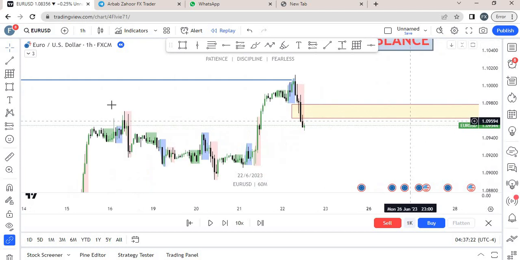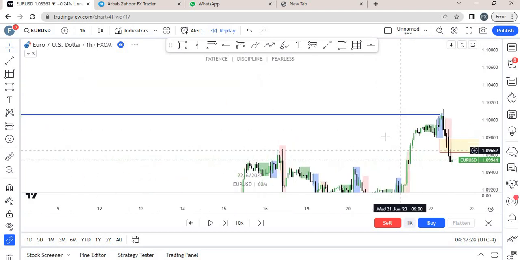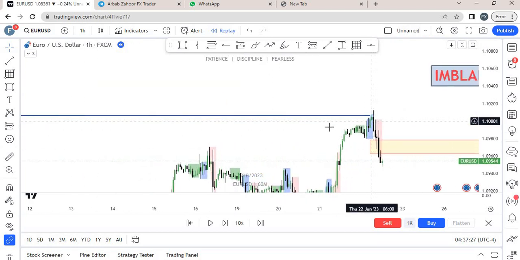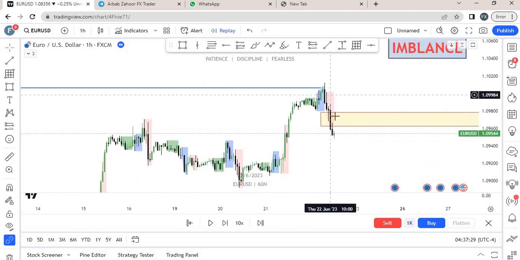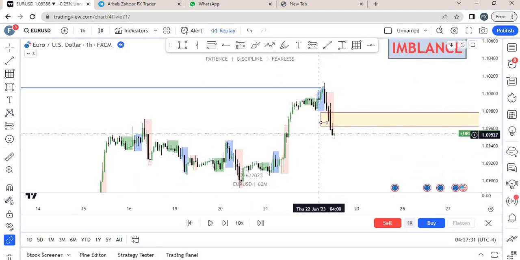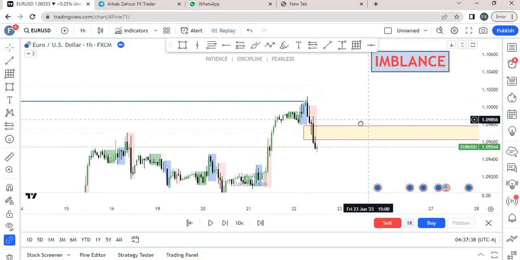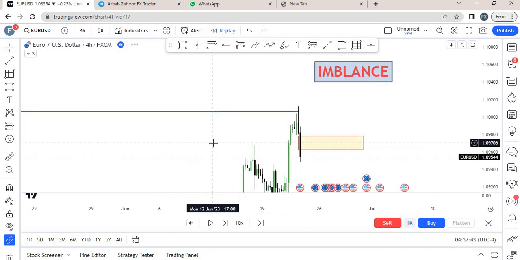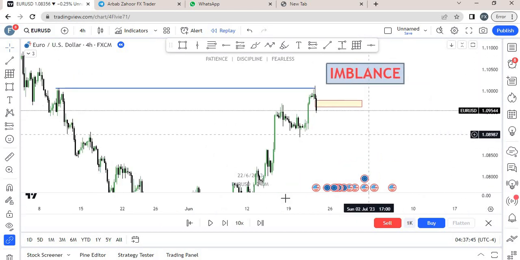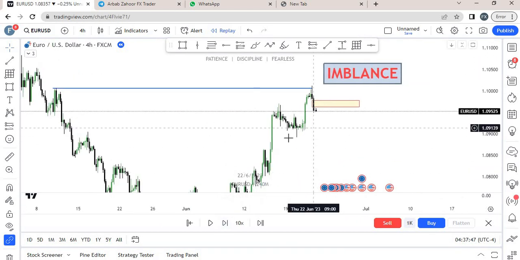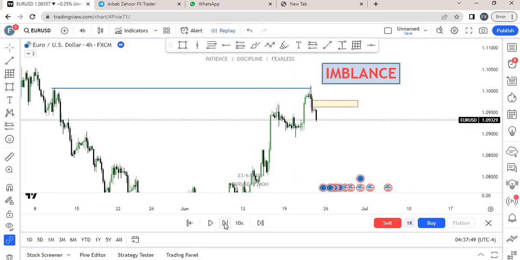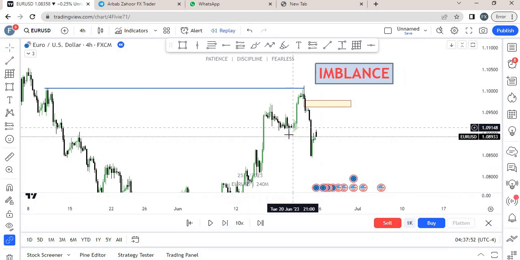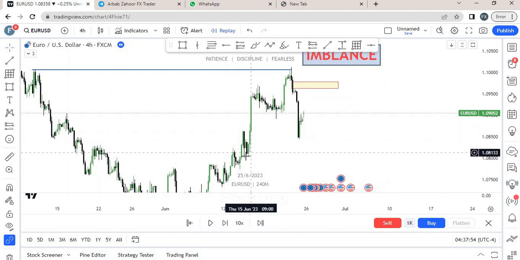Yeah, you see what happened: he took out the liquidity on the London session, and price shot down on the New York session and created a fair value gap, an imbalance in the market. So it means someone is sitting here to push the price in the opposite direction, to the opposite liquidity side. So what happened then? Price goes and takes out this liquidity.